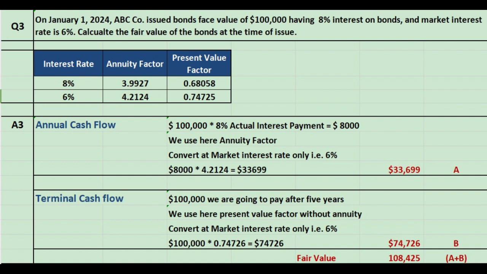Present value of annual cash flow is $33,699. Present value of terminal cash flow is $74,726. So total of both will be the fair value of bonds, $108,425.